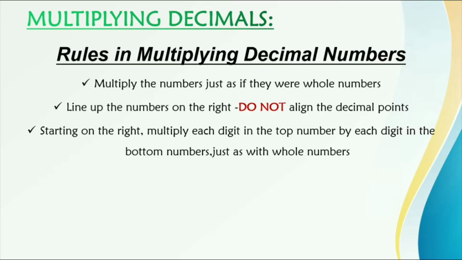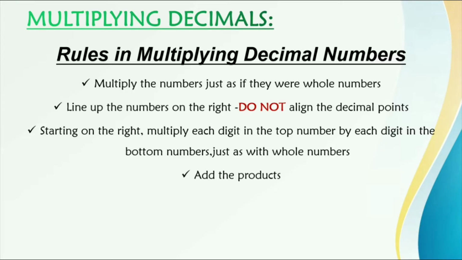Next, starting on the right, multiply each digit in the top number by each digit in the bottom numbers just as with whole number. Kagaya ng pag-multiply natin sa whole numbers, minumultiply natin yung mga bottom number isa-isa dun sa taas hanggang sa maubos yung mga digit sa bottom numbers. Ganon din yung gagawin natin pag-multiply sa mga decimal numbers.